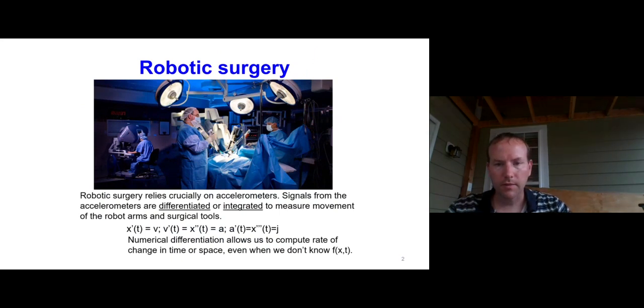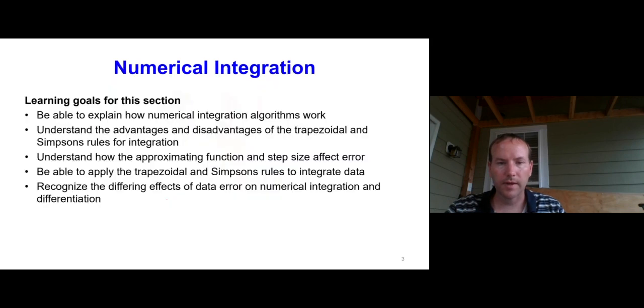So as we discussed, the robotic arms in surgeries are equipped with lots of different sensors to measure exactly where they are and control where they go inside the body to do very precise surgical manipulations. And these types of accelerometers are used all over the place for robotic arms and surgical tools, and also other types of biomedical instrumentation. And last time we talked about how to do numerical differentiation, and so this time we're going to be looking at how to do numerical integration, which is an important operation on these robotic devices.